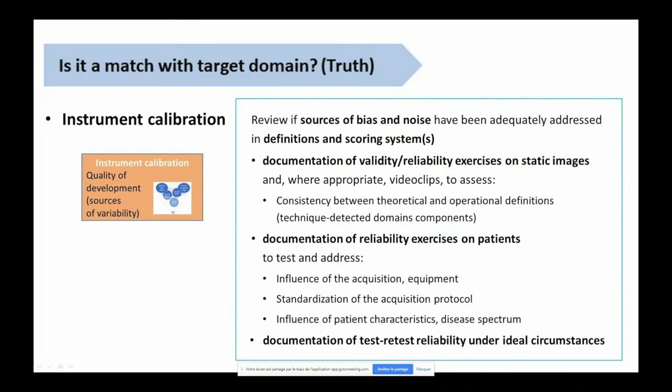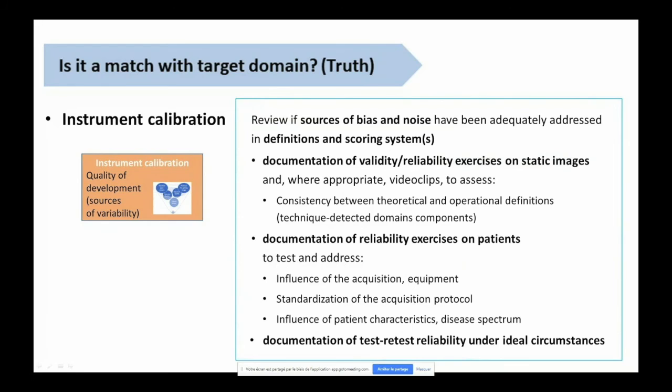Then for the instrument calibration, it should also be clear that it is important to review if sources of bias and noise have been adequately addressed in the definition and the scoring system. So we should find in the literature the documentation of the validity and reliability exercise on static images and, where appropriate, on video clips, which permit us to assess if there is a consistency between the theoretical and operational definition of the technique-detected domain components.